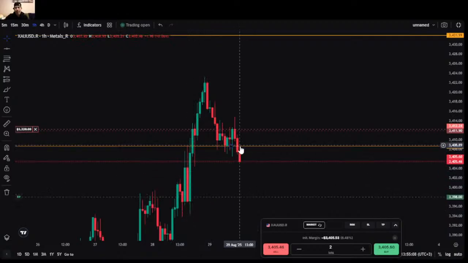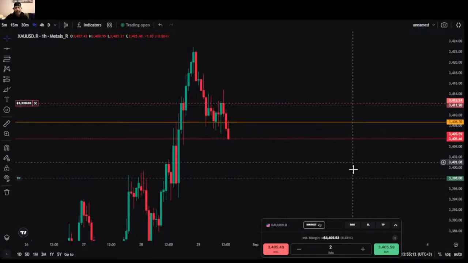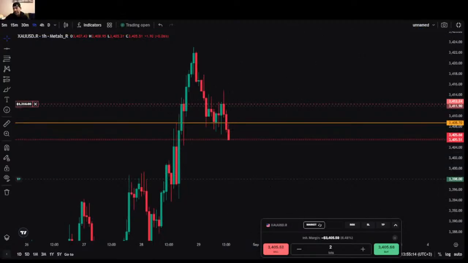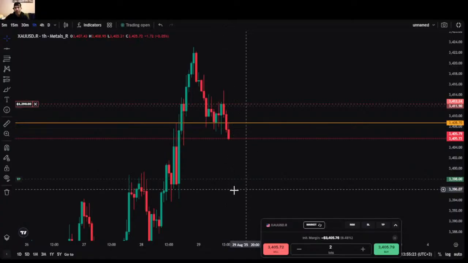So let's see what happens. Look at that beautiful move down here. We're pushing down nicely. Again, this candle is gonna close in 5 minutes, so let's wait these 5 minutes and see if we get a move on gold. Maybe we get a little bit of a pullback and a continuation to the downside, right?